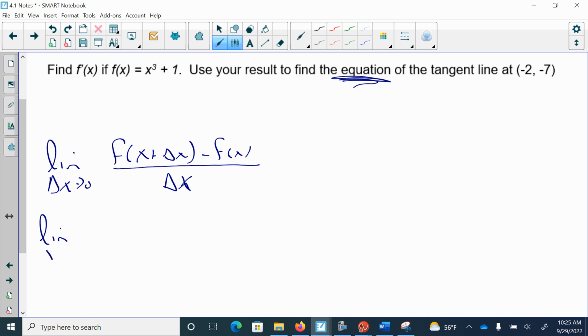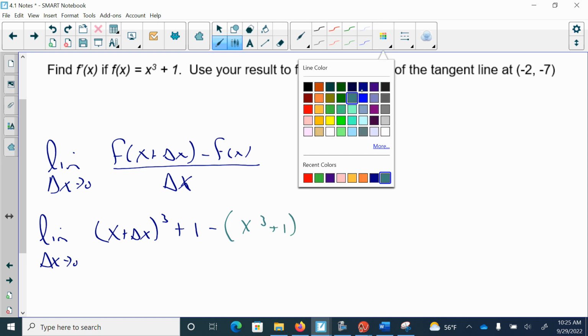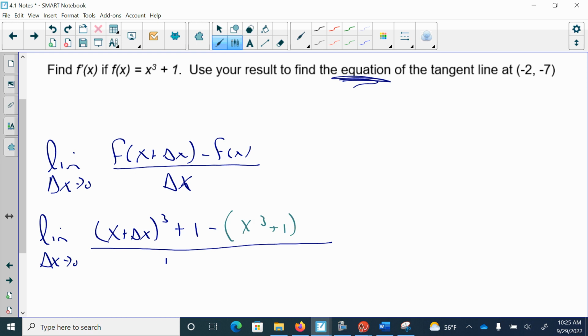What do you mean? Well, can you just tell me what you're substituting the x plus delta x in for? So that's going to be x plus delta x cubed plus 1, and then minus f of x, which is putting that in parentheses, so I remember that it should be my negative sign, all over delta x.